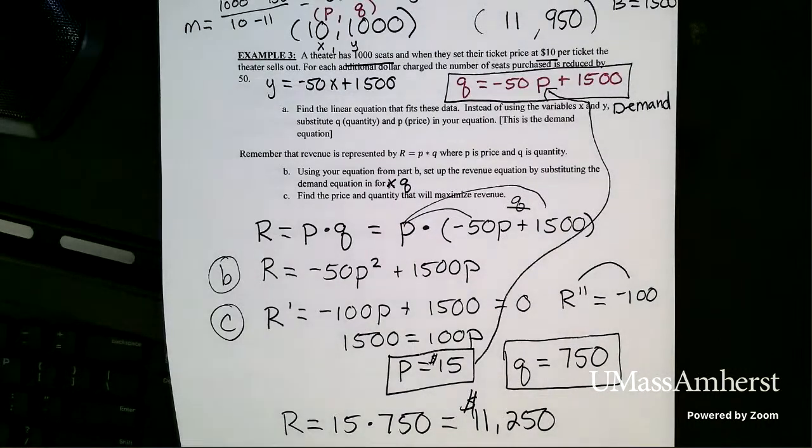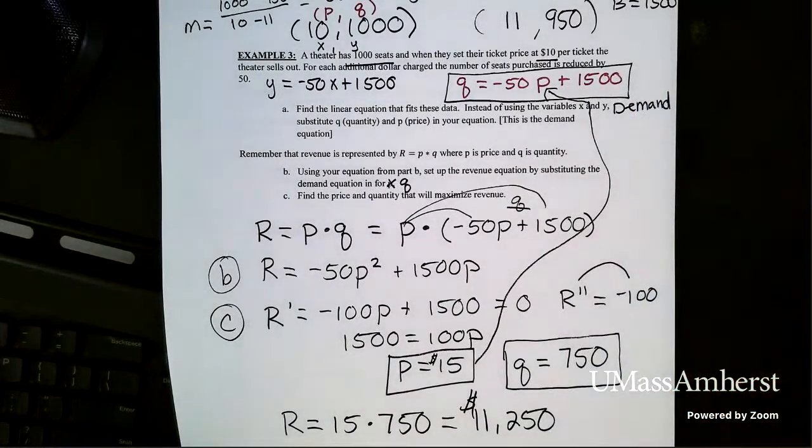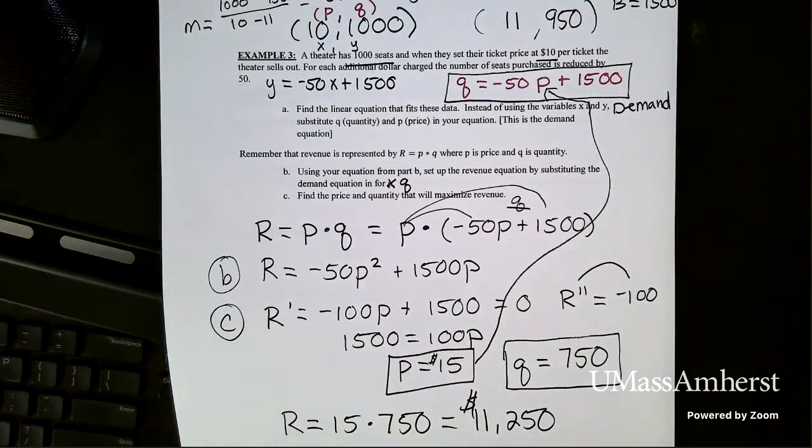We could say something like, an apartment complex has 1,000 apartments, and when we rent them for $100, we rent them all. And for each additional $100 we charge, the number we rent goes down by 50, right? So any scenario where you're relating price and quantity, you have to start with the demand equation and then work from there, okay? So that is the last example from the cost revenue profit section, 4.4.